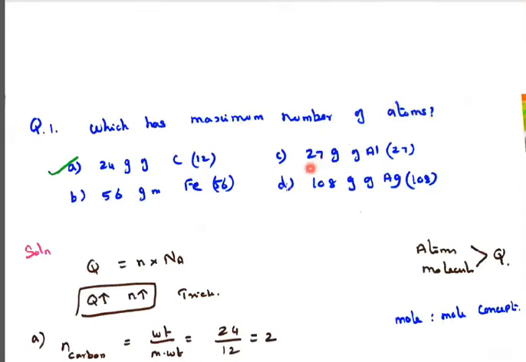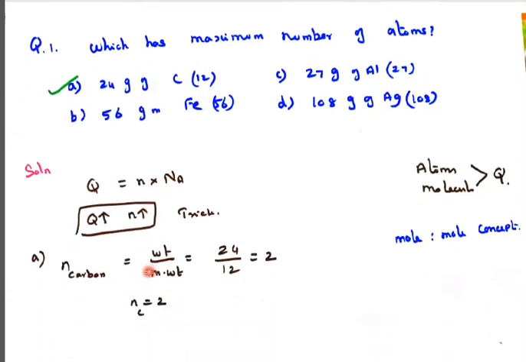So Q is equal to N into Avogadro number. If Q increases, the number of moles also increases. So first we will find the number of moles. The number of moles equals weight by molecular weight. N is equal to weight by molecular weight. One by one we will discuss all the options, and then we will find which option has the maximum number of atoms.